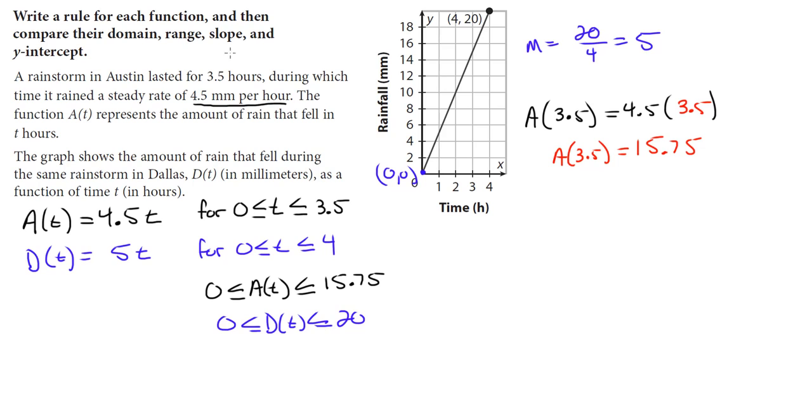How about the slope or the rate of change? Well, Dallas has a greater slope than Austin. So what does that mean? That it rained at a higher rate in Dallas than it did in Austin. And finally, our range. Our range in Austin was 0 to 15.75, and our range in Dallas was 0 to 20. So since it rained longer in Dallas and at a faster rate, Dallas had a higher output of rainfall.